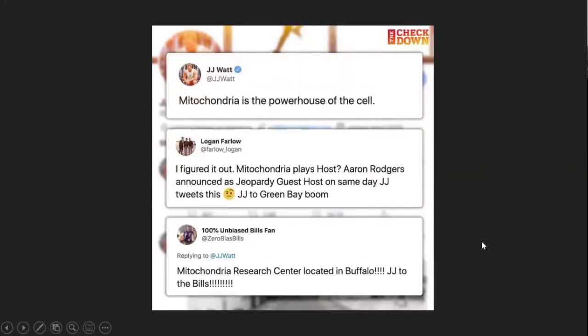And my screen's not working here. There we go. JJ Watt put out a tweet. It said, "Mitochondria is the powerhouse of the cell." And then we've got some people trying to decipher it. I don't know who these people are, so I apologize if they say anything ridiculous. "I figured it out. Mitochondria plays the host in cells. Aaron Rodgers announced as a Jeopardy guest host on the same day JJ Watt tweets this. JJ Watt's going to the Green Bay Packers." Boom. I think that reasoning's a little far-fetched, but it's okay, Logan.